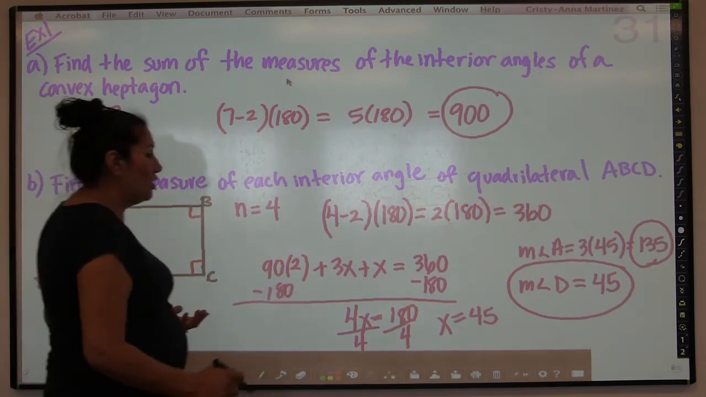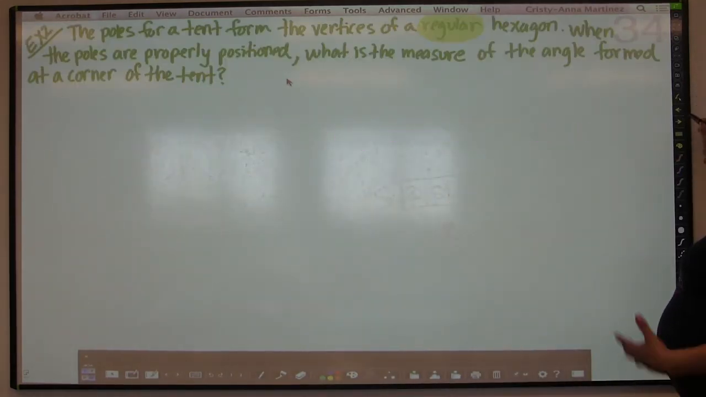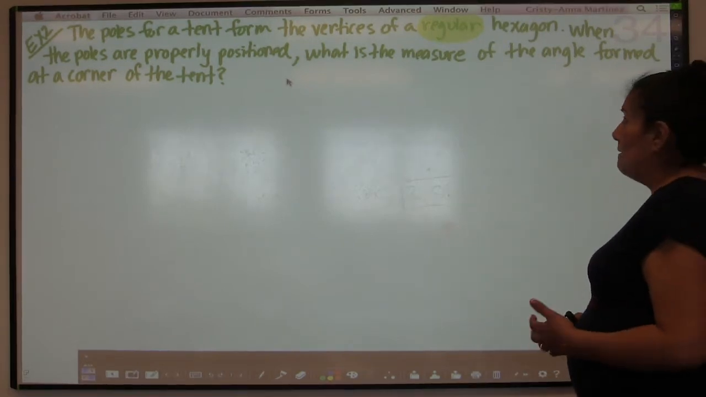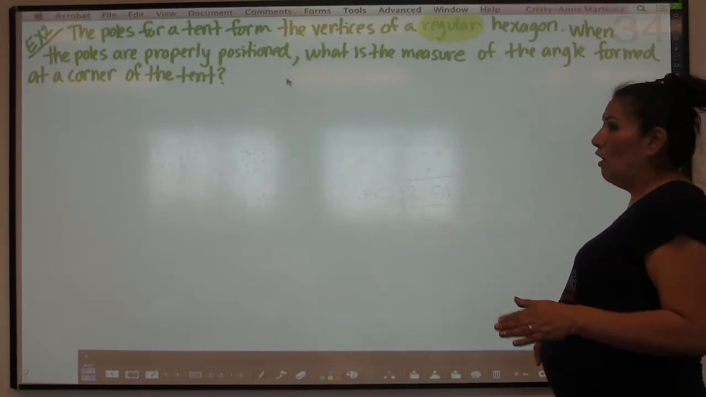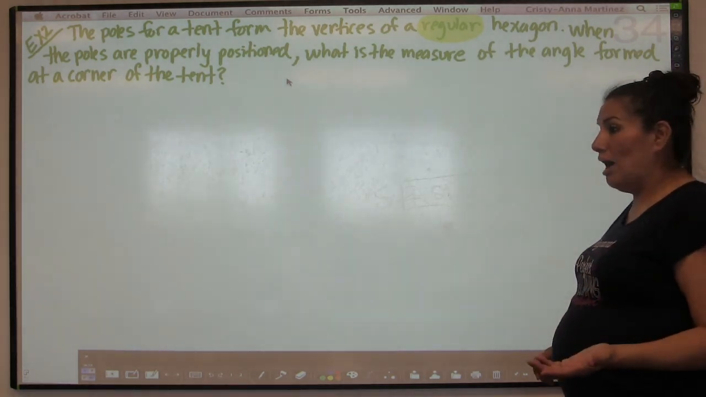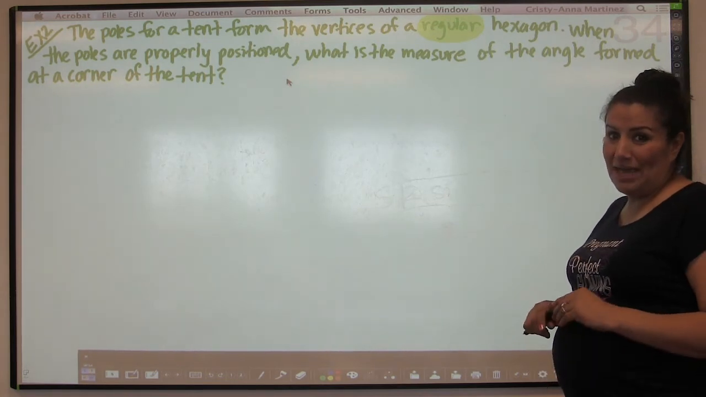But when they tell you that you have a regular polygon, they're going to assume that you know what that means. So this is very important, because if all of the angles have to be the same, and we already have a formula for how many degrees are in the polygon, all we have to do is divide by how many angles there are.